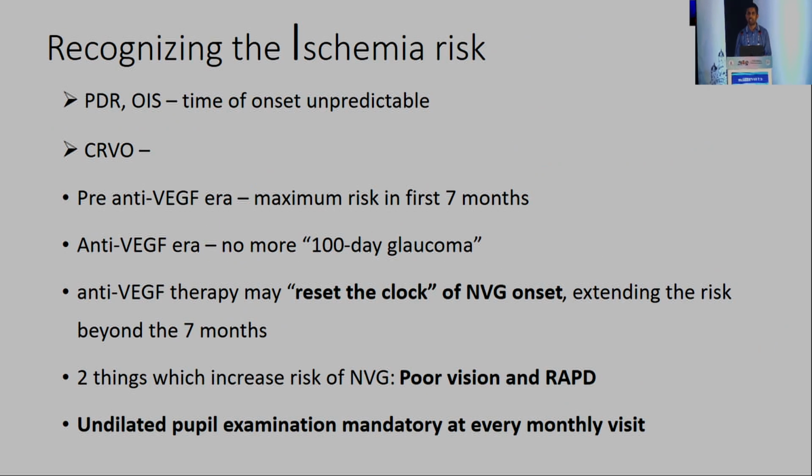We have to recognize the ischemia in certain disorders. In PDR and ocular ischemic syndromes, which are some of the common causes of neovascular glaucoma, the time of onset of NVG is unpredictable. But in CRVO, in the pre-anti-VEGF era, they used to say it's a 100-day glaucoma and the maximum risk is seen in the first 7 months. In the anti-VEGF era, it is no more a 100-day glaucoma. Anti-VEGF therapy may reset the clock of NVG onset, extending the risk beyond 7 months. Two things which increase the risk of NVG are poor vision and presence of RAPD, which favor an ischemic CRVO, and hence an undilated pupil examination is mandatory at every visit to pick up early NVIs.